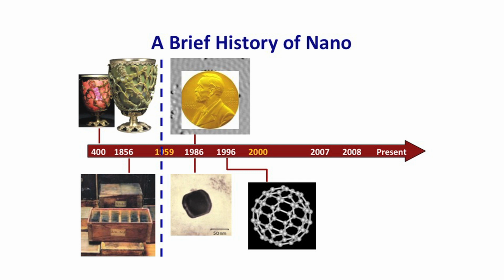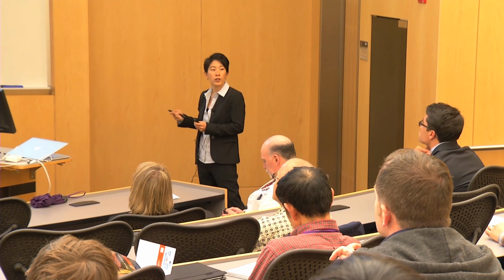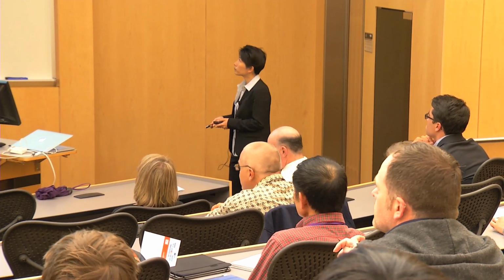Don't ask me how I know how you broke off a piece of the Lycurgus cup. That's a different story. But this is what it looks like. It is made of all of these tiny nanoparticles. In 1996, the Nobel Prize was given for the discovery of Buckminster fullerene C60, another nanoscale material.